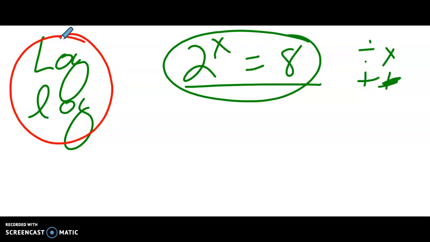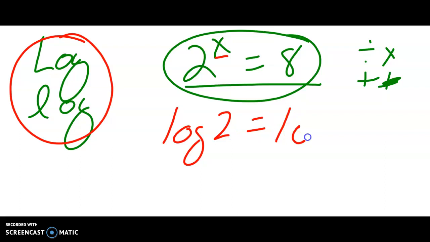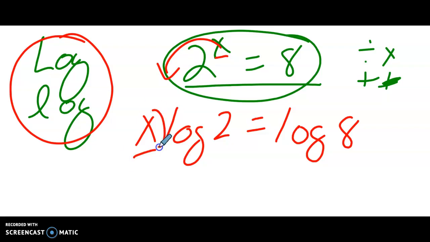You look for this log somewhere, and if you want to find x, you take the log of both sides and it will find x for us. You take the log of 2 and the log of 8, and when you do that, the x comes down. It undoes the exponent, so now we have x times log 2 is equal to log 8. Log 2 and log 8 are just numbers in your calculator.